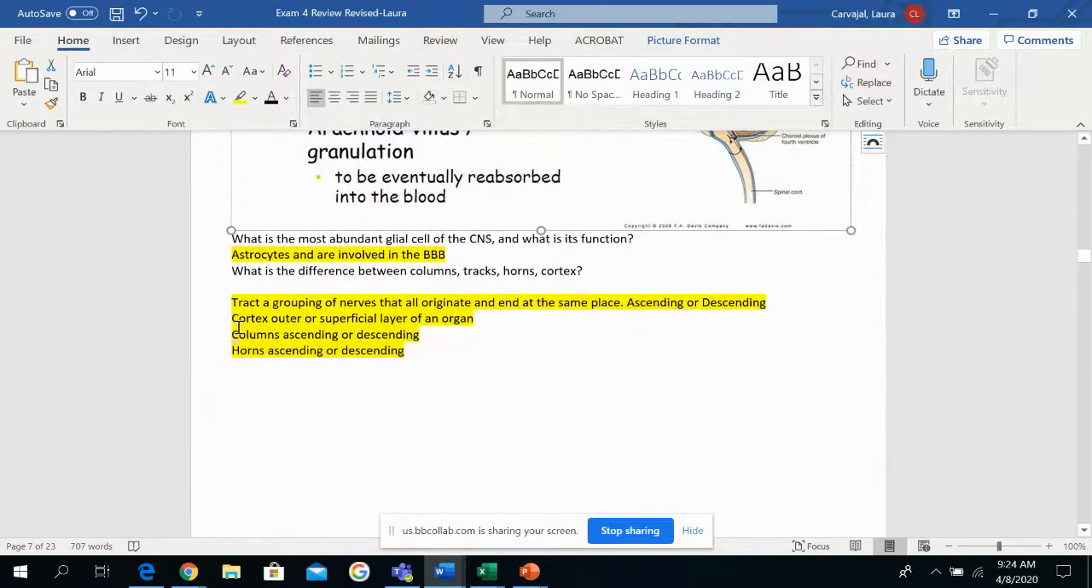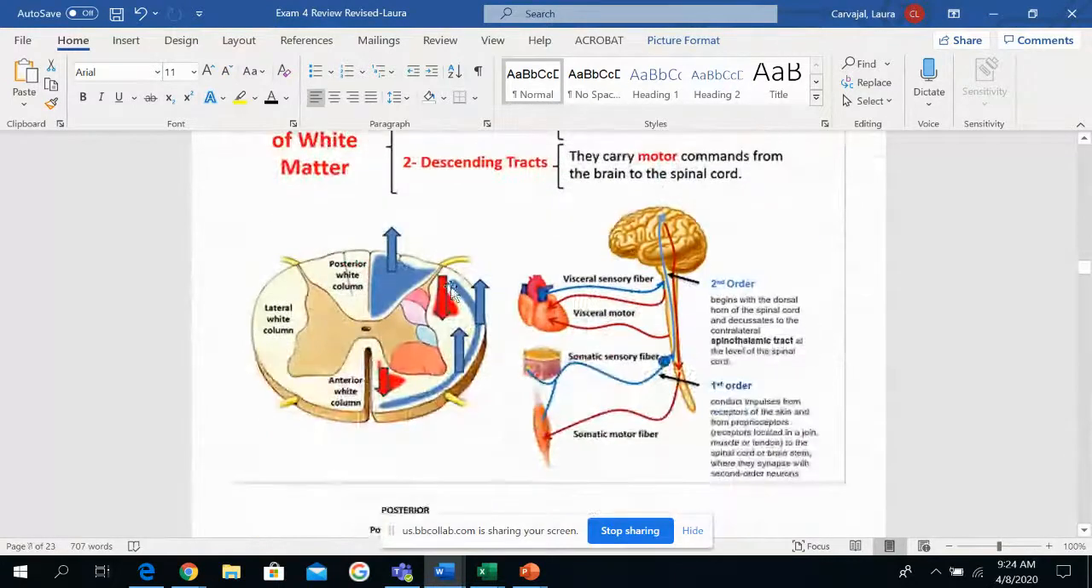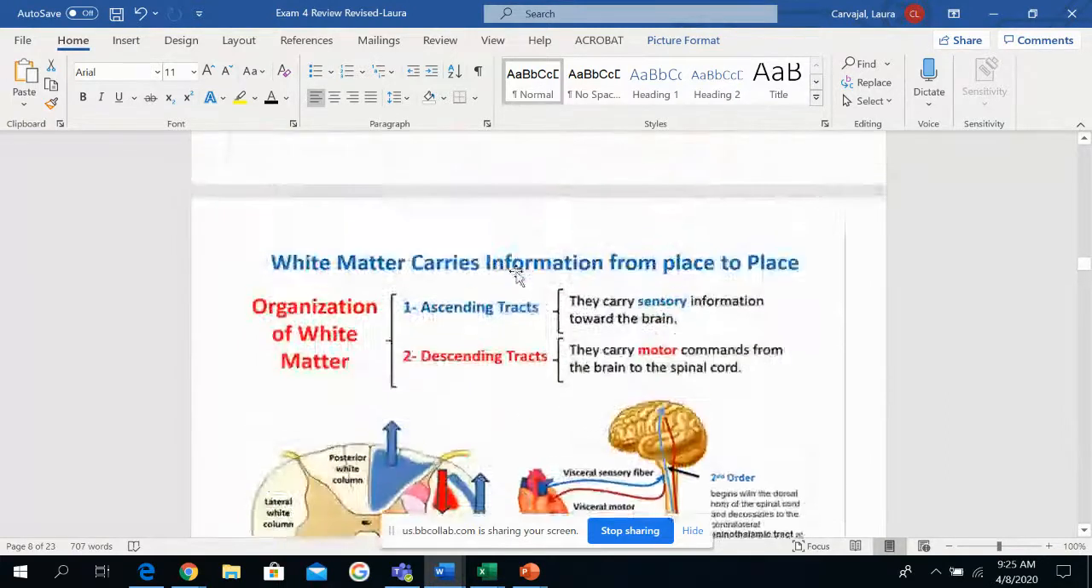So tracts and columns are just a grouping of nerves. They can both be part of the ascending or the descending, depending on their location. So based on the location, as you can see here, closer to the gray matter, you have descending, and further away, you have ascending.